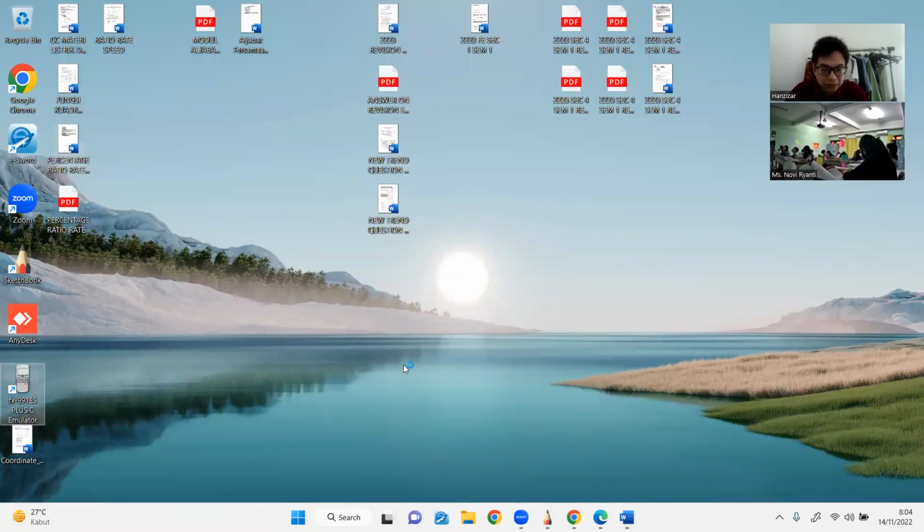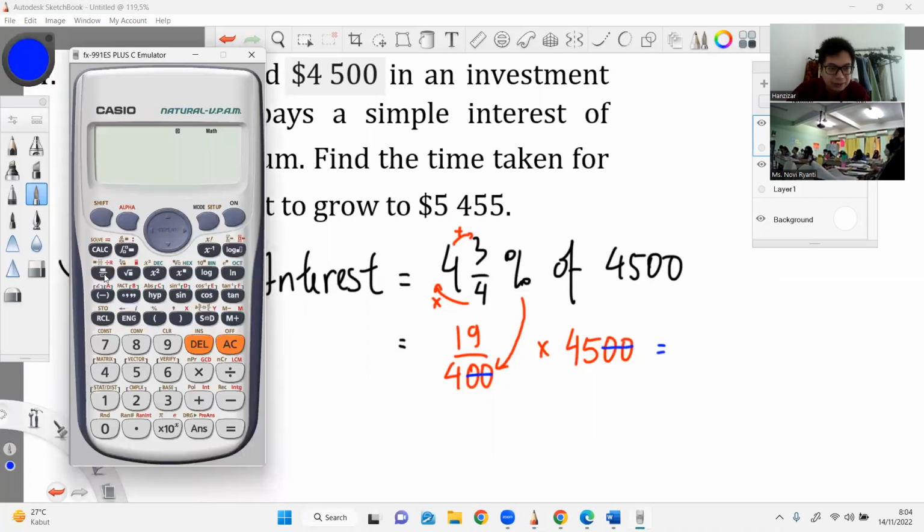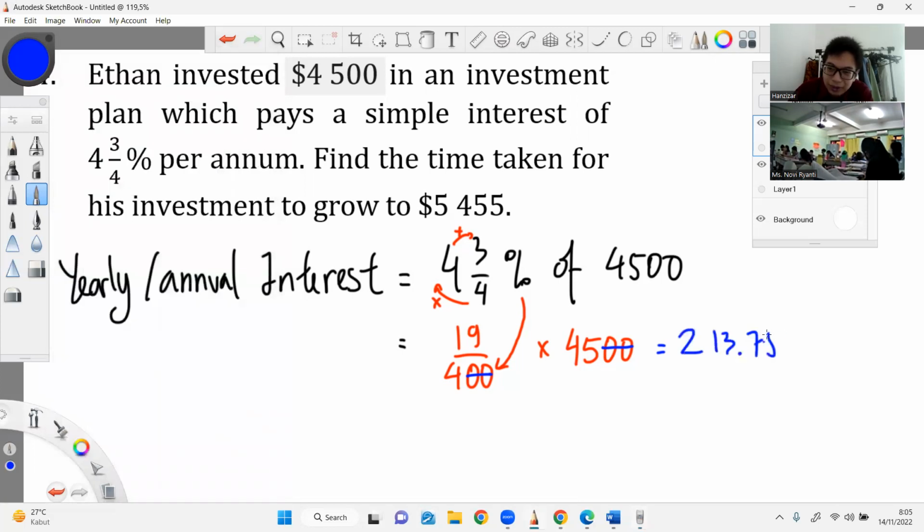19 over 4 times 4,500, right? Wait, I think I did something wrong. 45 was 4,500. See, 45. So the answer is 213.75. 213.75. Okay, so each year his money increased by $213.75 with a simple interest.